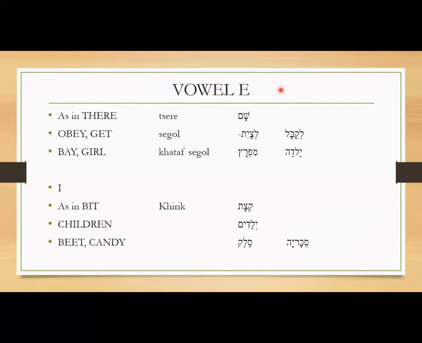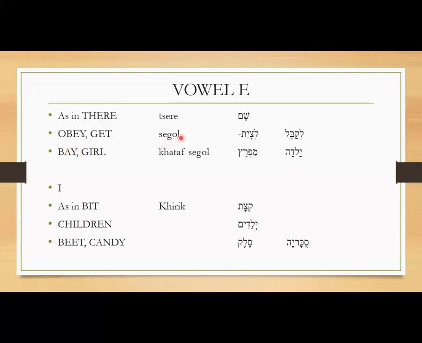Vowel E. A, E, I, O, U. There is the tsere, which is the 2. No, this is the 3. Right? Tsere. And it is Shem. There. Where is he? He is there. Shem. He is Shem.